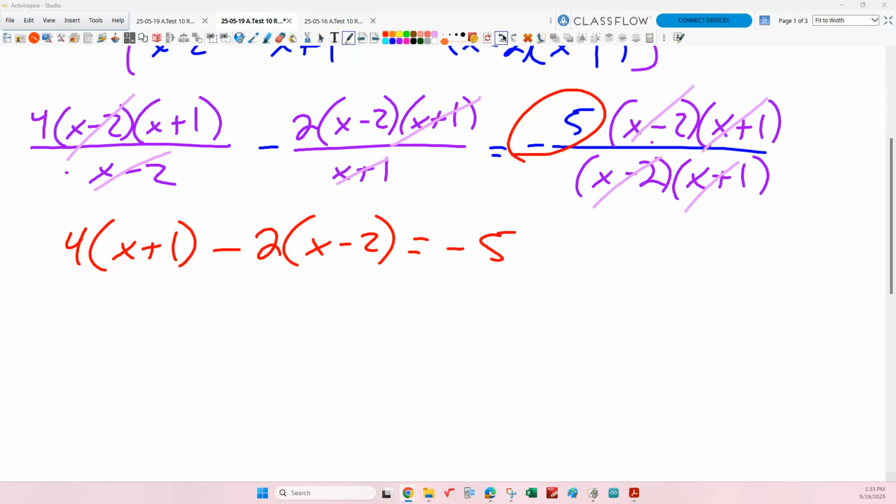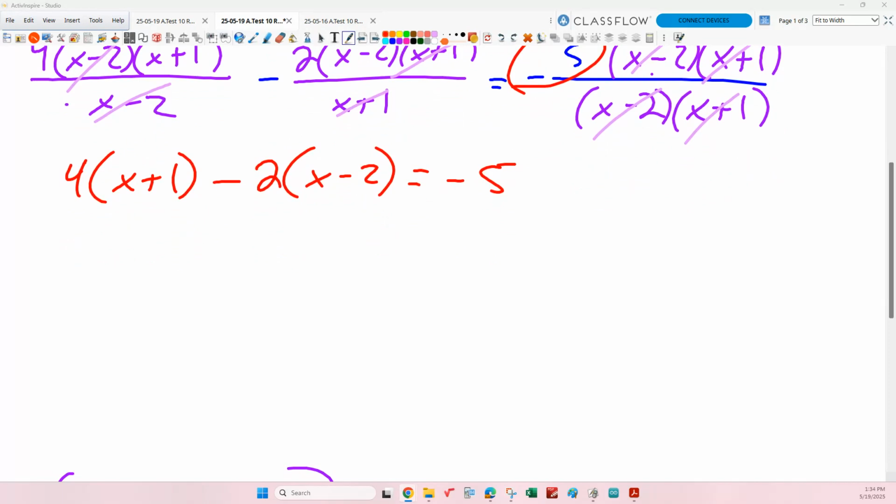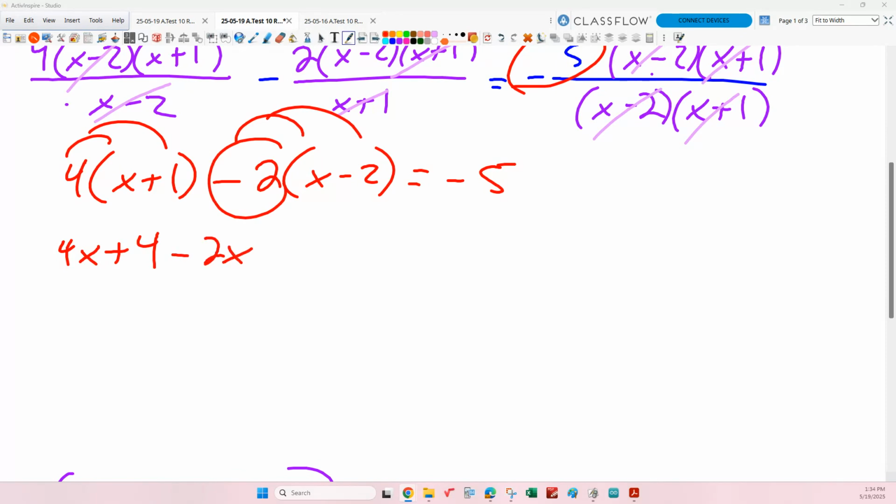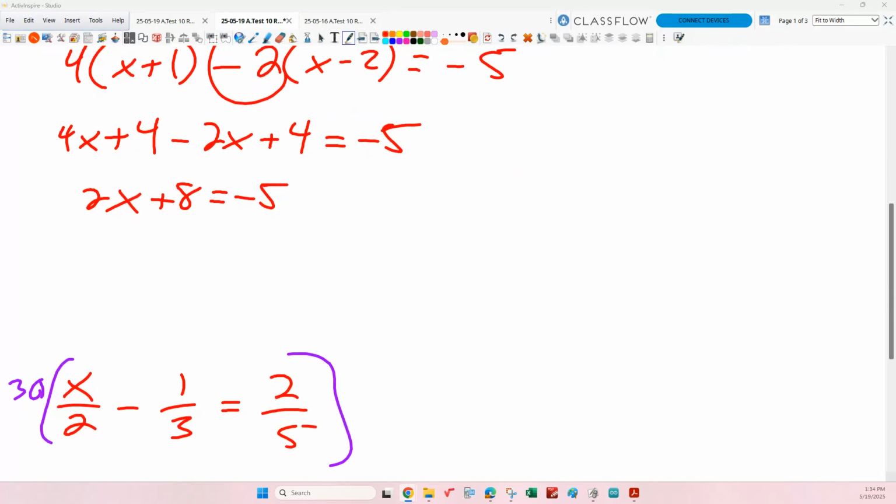Now, what would I do to finish solving this? Distribute, collect like terms, and then this is easy from here on out, right? So if I distribute the 4, what's that give me? If I distribute the negative 2, what's that give me? Good, 4x plus 4 minus 2x plus 4 equals negative 5. So if I add like terms, what is that? 2x plus 8 equals negative 5. So what would I do to solve for x here? Subtract 8 and then divide by 2. And we got it. Good.